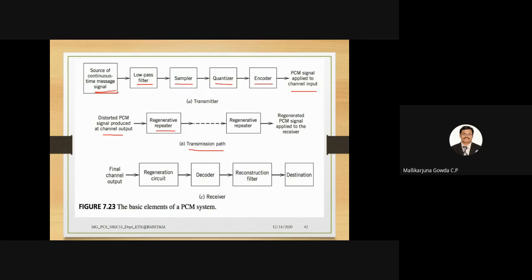So this is about the receiver side. In the receiver, first there will be a regenerative circuit. Then the decoder does the decoding operation. Then there will be a reconstruction filter to get back the original signal, and that will be applied to the destination. The destination may be your speaker or any other thing. These three block diagrams together are what we call a PCM system: transmitter, transmission path, then the receiver.